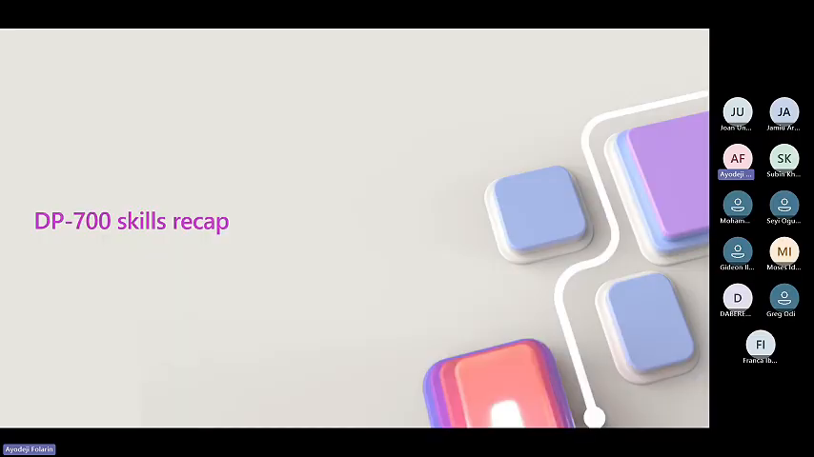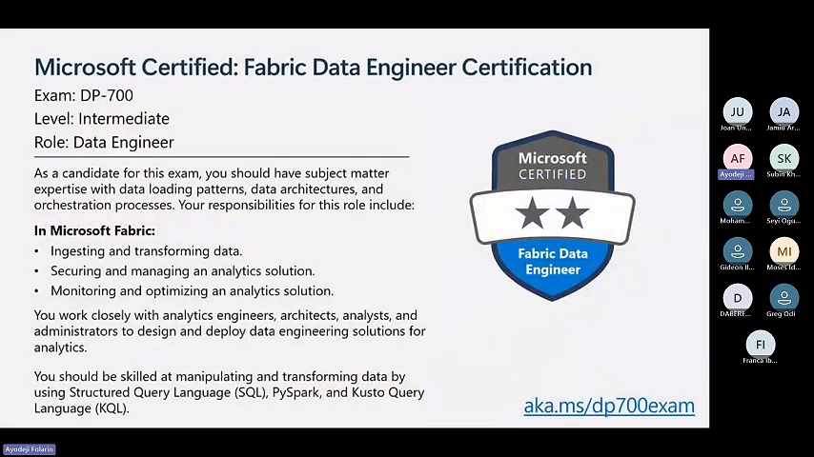Okay, now, DP700 skill recap. Let me quickly talk about this. The Microsoft Certified Fabric Data Engineer certification is titled DP700 and is an intermediate certification exam. Your role after this certification exam is to be a data engineer. As a candidate for this exam, you should have subject matter expertise with data loading patterns, data architecture, and data orchestration processes, and your responsibility for this role includes the following.